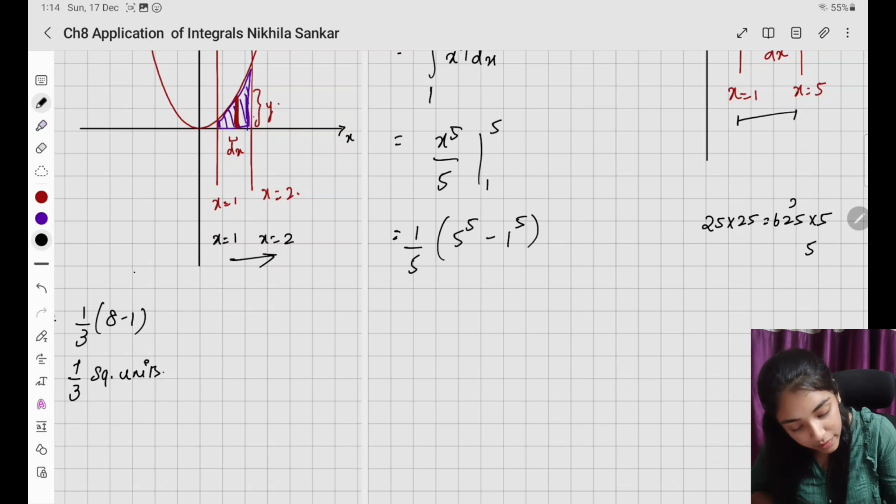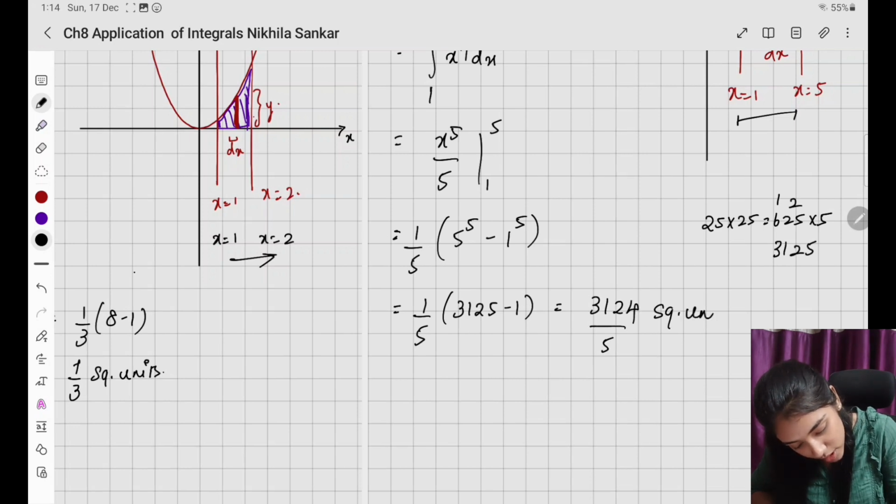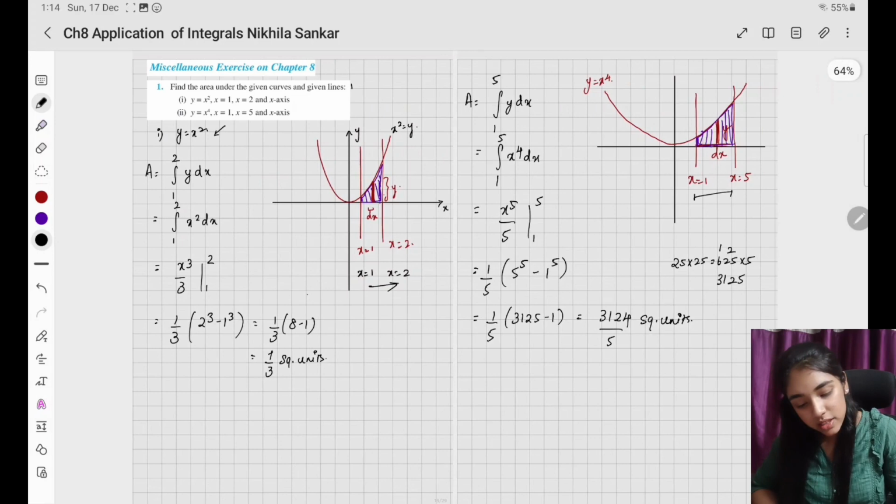So I have 5 5s are 25. 2 5 2s are 10, 11, 12. 1 5, 6 5s are 30, 31. So 3125. This is going to be 1 by 5 times 3125 minus 1, which is 3124 divided by 5 square units. Okay, clear? Please copy.